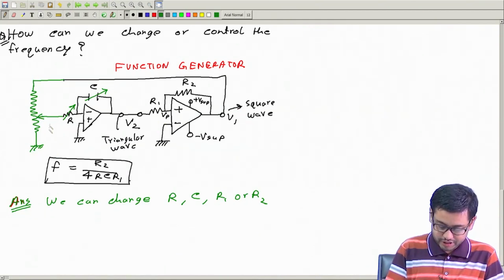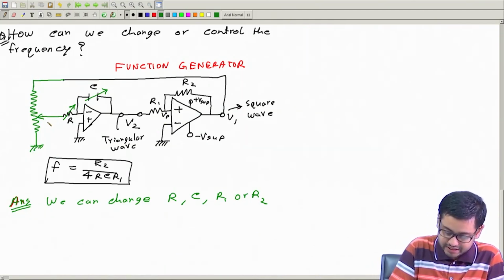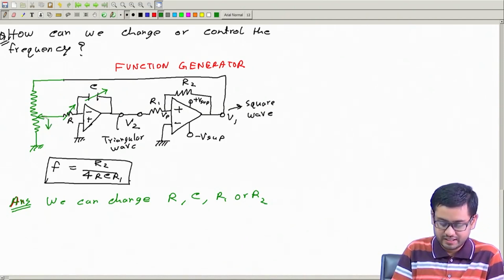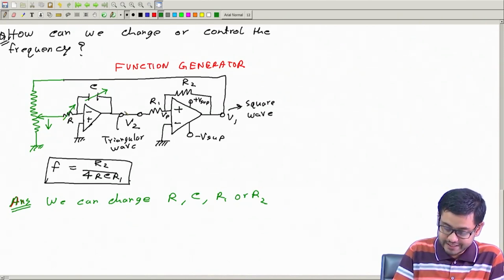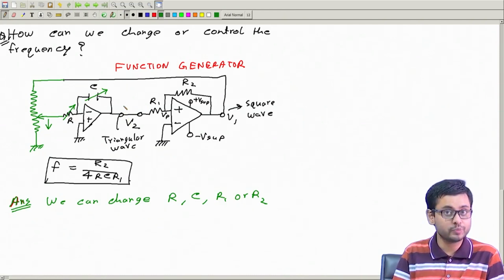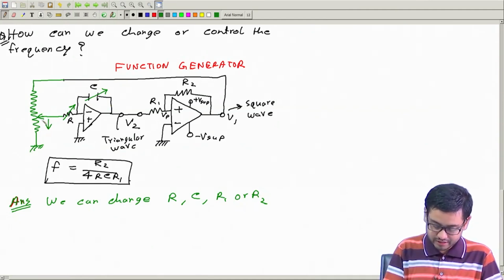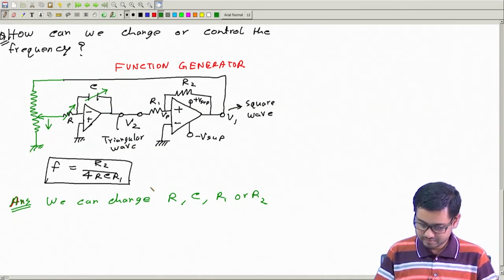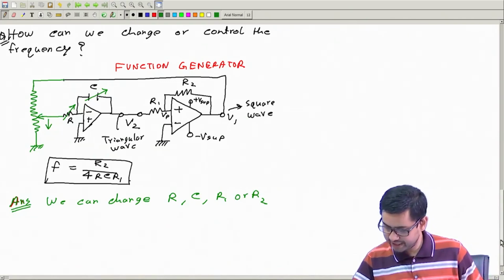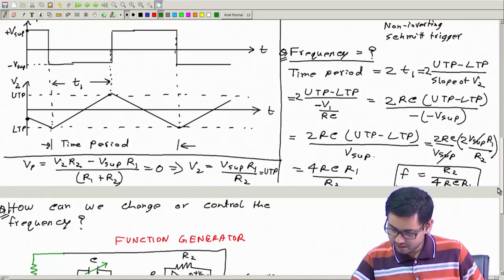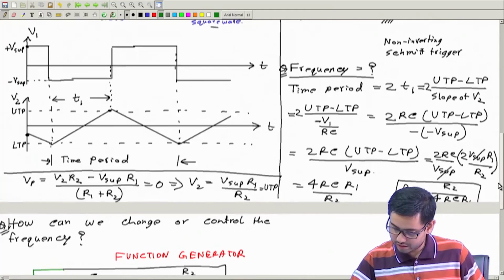So suppose if I bring it down, then this voltage which is actually here is lower. Therefore, the rate of change of this voltage will also be slower. So frequency will decrease, go down. Frequency will decrease if we lower this slider. And how exactly will that affect?